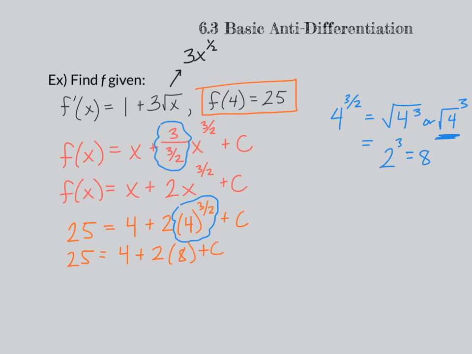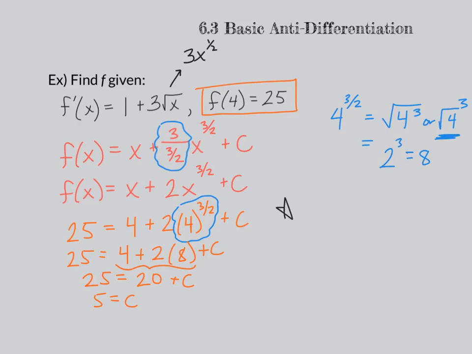All right, then we want to just solve for c. So if we combine 4 and 16 here, we'll get 20. And if we subtract 20 from both sides, we see that c is 5. So we just have to write our final answer knowing what c is.